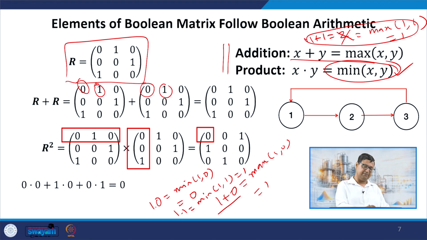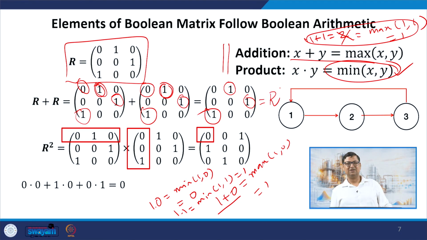Let us say second element here is 1, and if I add another R to it, it becomes 1 plus 1 equal to 2 by simple addition, but I will not use that rule. I will take the maximum value of 1 and that is 1 here. And similarly, for the second row, we have a 1 here, so 1 plus 1 becomes 1, and for the third one, again 1 plus 1 equal to 1. Essentially, R plus R remains equal to R in the Boolean arithmetic.